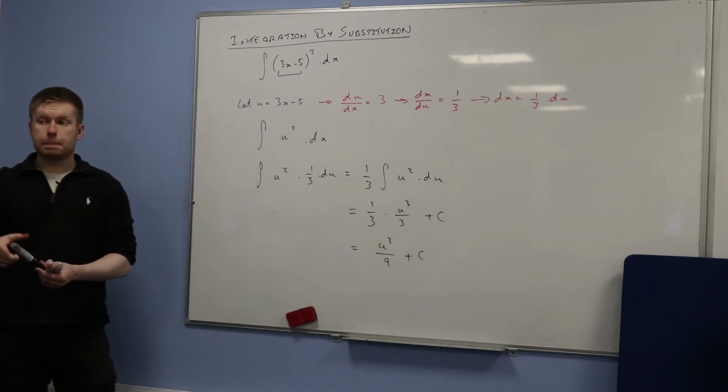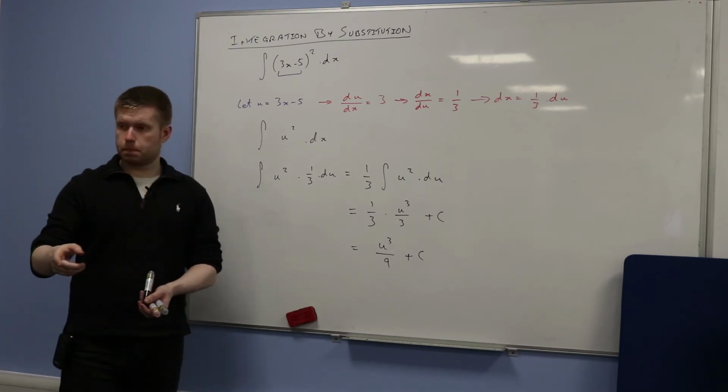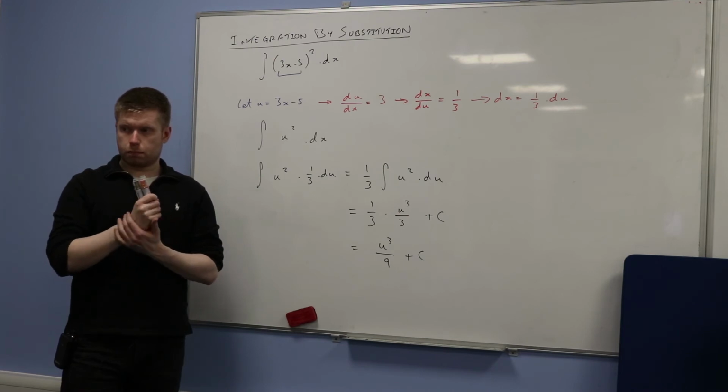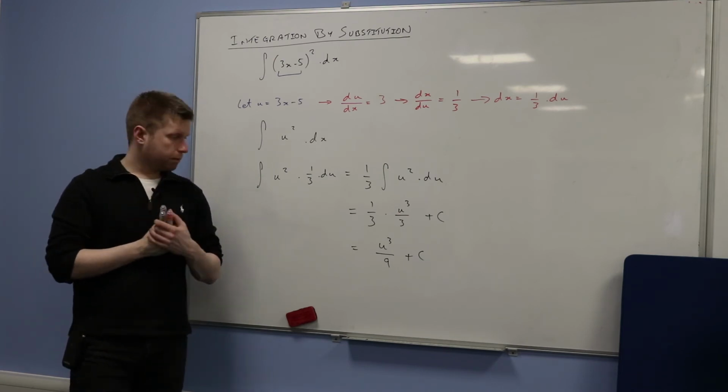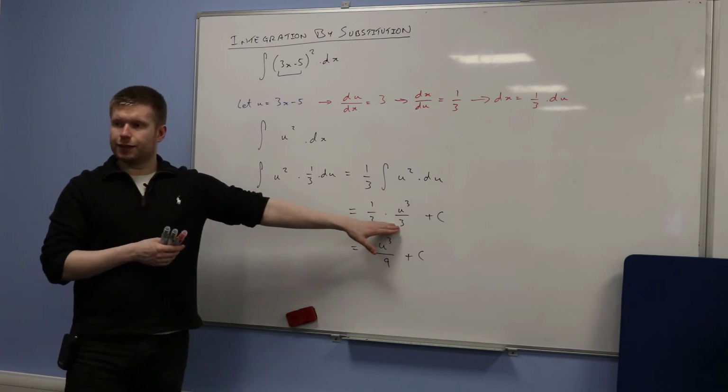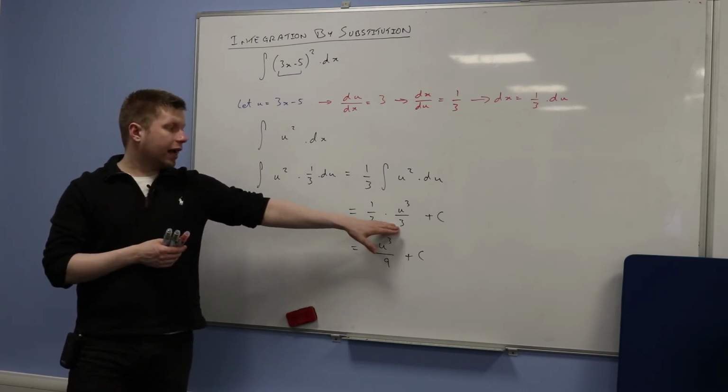But should it be C over 9, or C over 3? Because I thought 1 over 3 would be multiplied with both u cubed over 3 and the plus C. Ah, it doesn't matter.